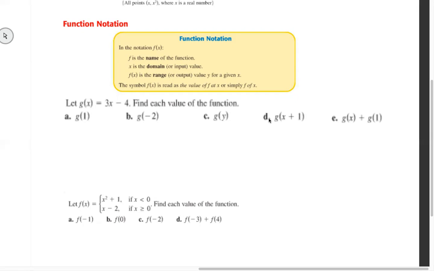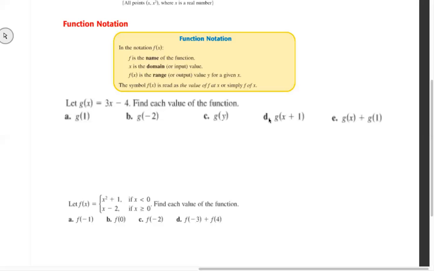And then what does this mean? It just means, oh, x is 1. I'll show you. So if you want to type that in now, you can go ahead and start. The name of the function is that cursive letter. That's going to be f. So the name of the function is f. The domain is x. And the range is f of x. That's your output. And it's read f of x, a function of x.